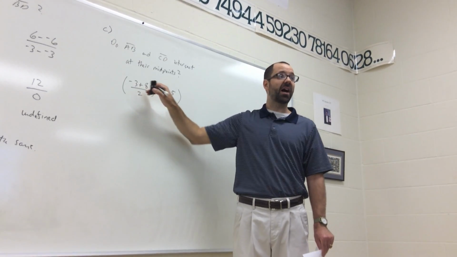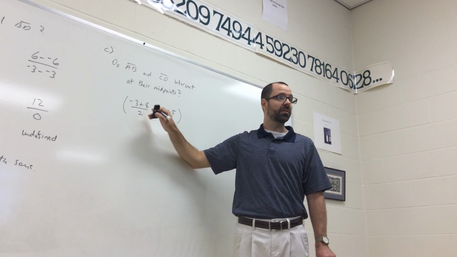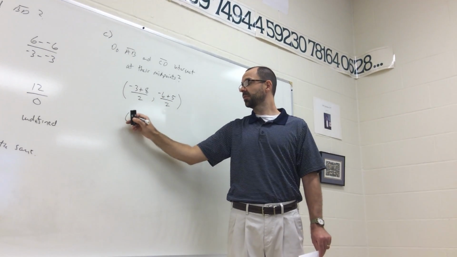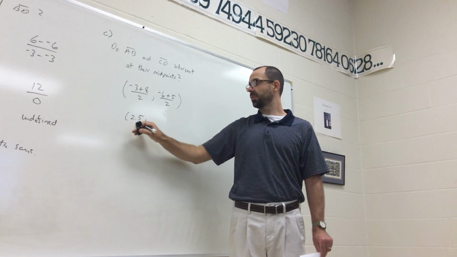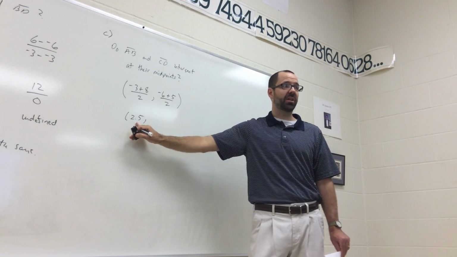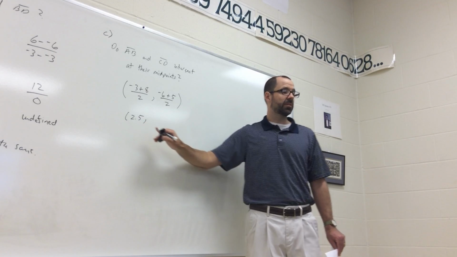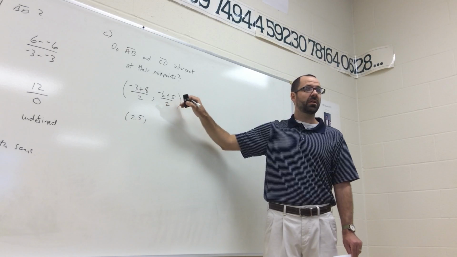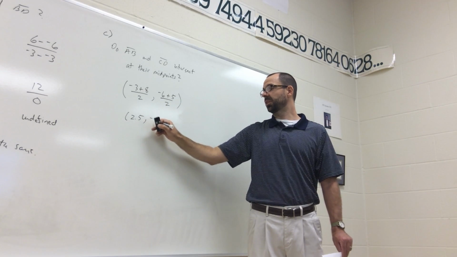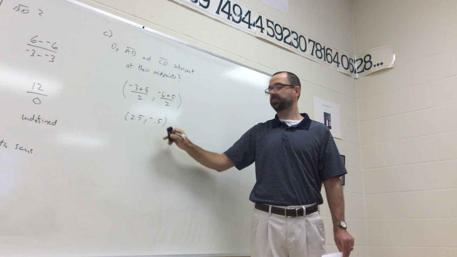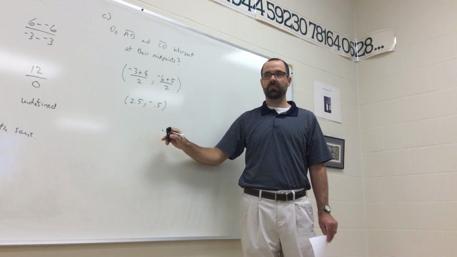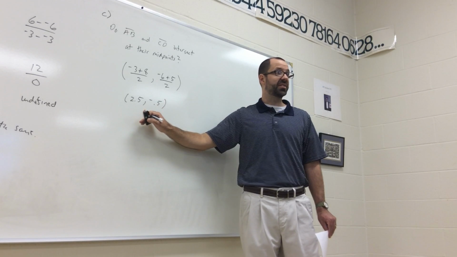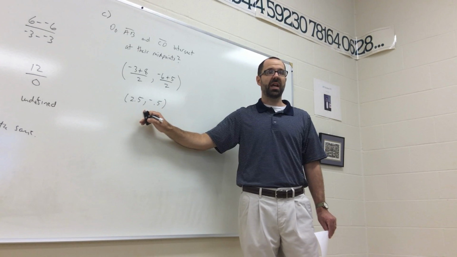Negative 3 plus 8 is 5, and then 5 divided by 2 is 2.5. So the x-coordinate for the midpoint is 2.5. Then negative 6 plus 5 is negative 1, and negative 1 divided by 2 is negative a half. So that point right there is the exact middle in between A and B.